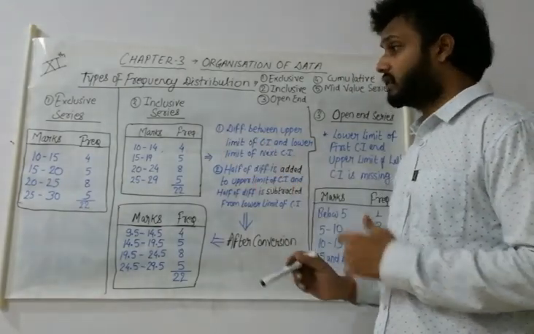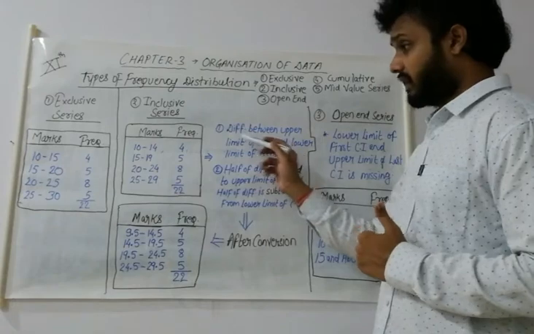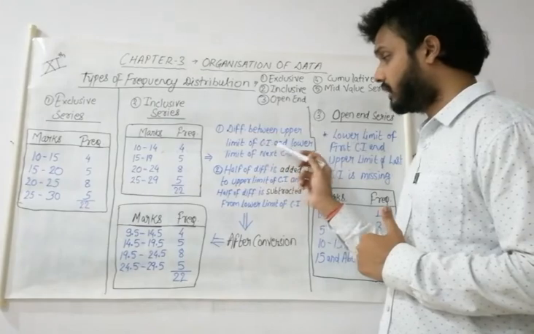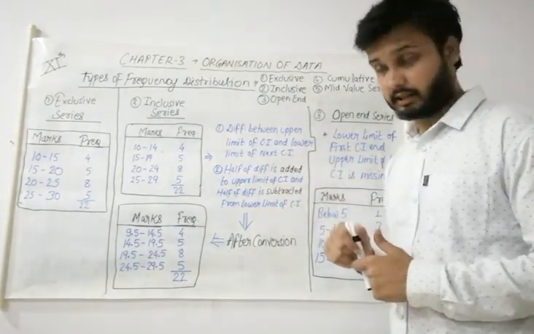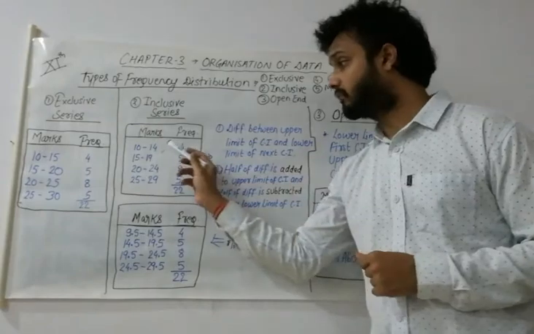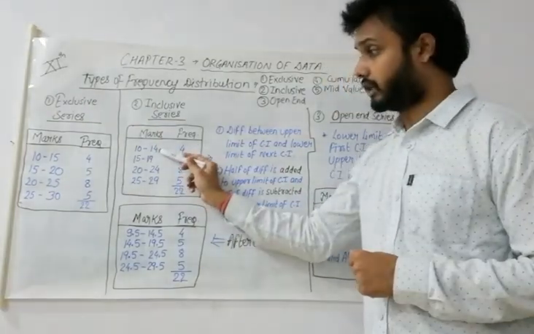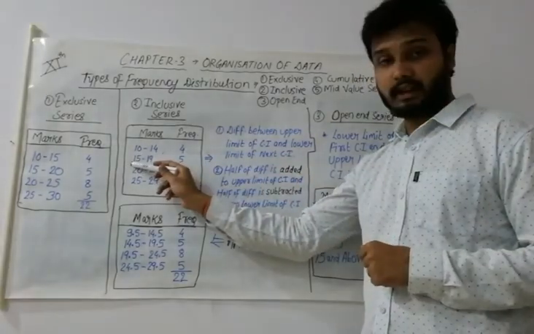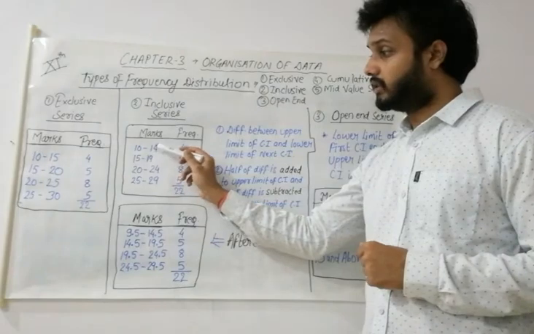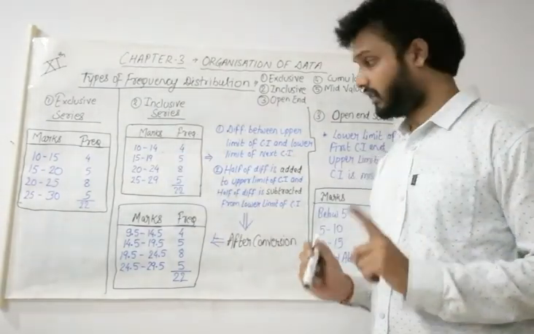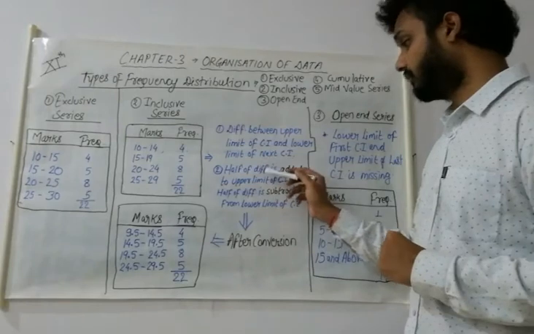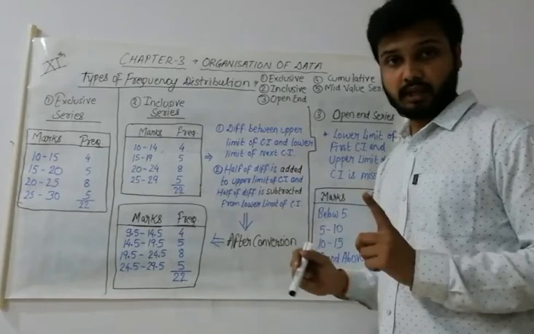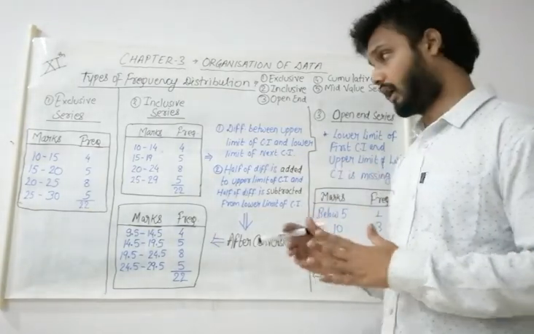The first step is to see the difference between the upper limit of a class interval and the lower limit of the next class interval. Here the upper limit is 14 and the lower limit of the next class interval is 15. So the difference between 14 and 15 is 1. We have got the difference. Now half of the difference is added to the upper limit. The difference was 1 and its half will be 0.5.